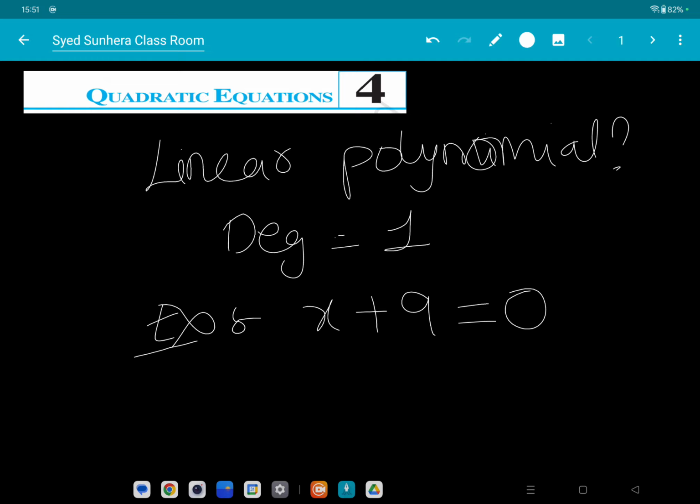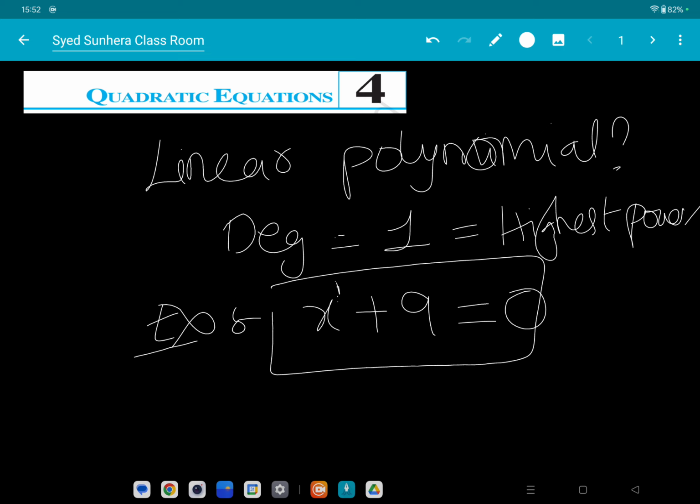How can we say that? Because here the degree is 1. What is the meaning of degree? Degree means the highest power. Highest power is called the degree. So in this equation, the highest power is 1, which means it is a linear polynomial or linear equation.